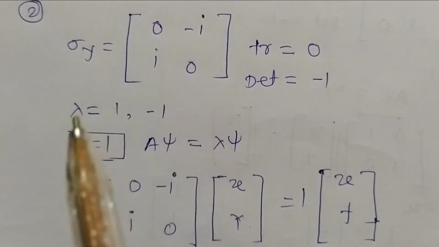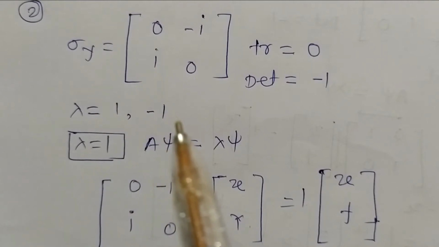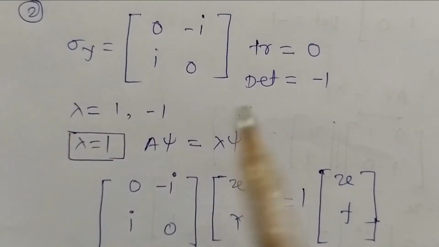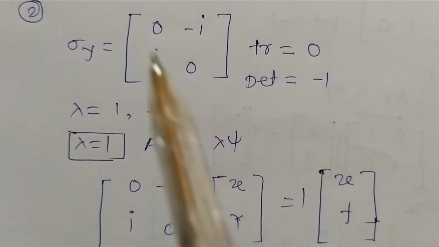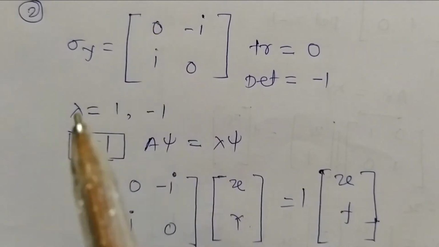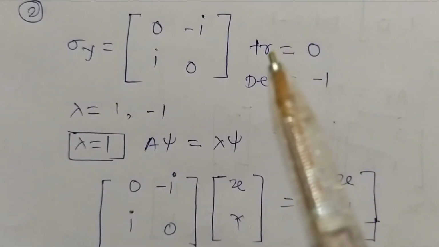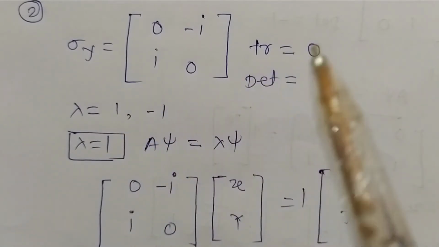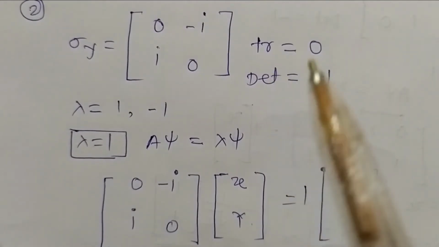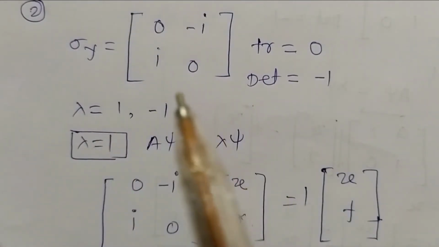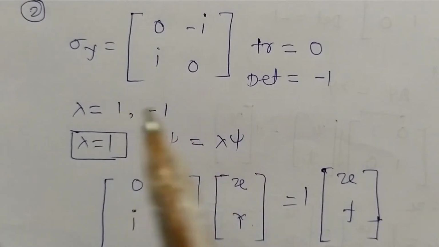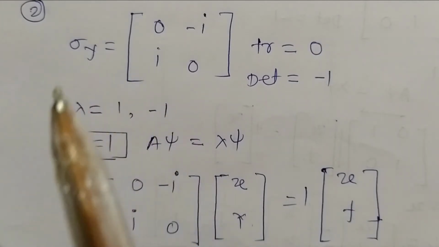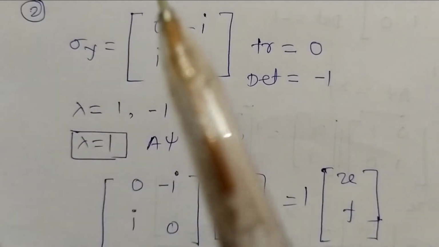So lambda is 1 and minus 1. How to find the values of eigenvalues, or how to find the values of lambda? Here in the matrix, the addition of the eigenvalues is the trace. That is 1 plus minus 1 is 0. And the determinant of the matrix is the multiplication of the eigenvalues. That is 1 into minus 1, that is minus 1. So these are the eigenvalues for this matrix.